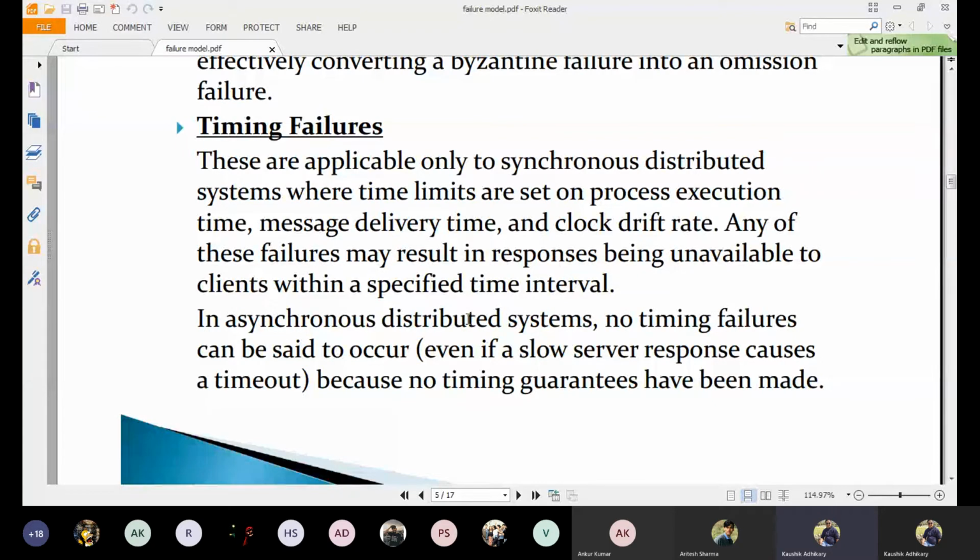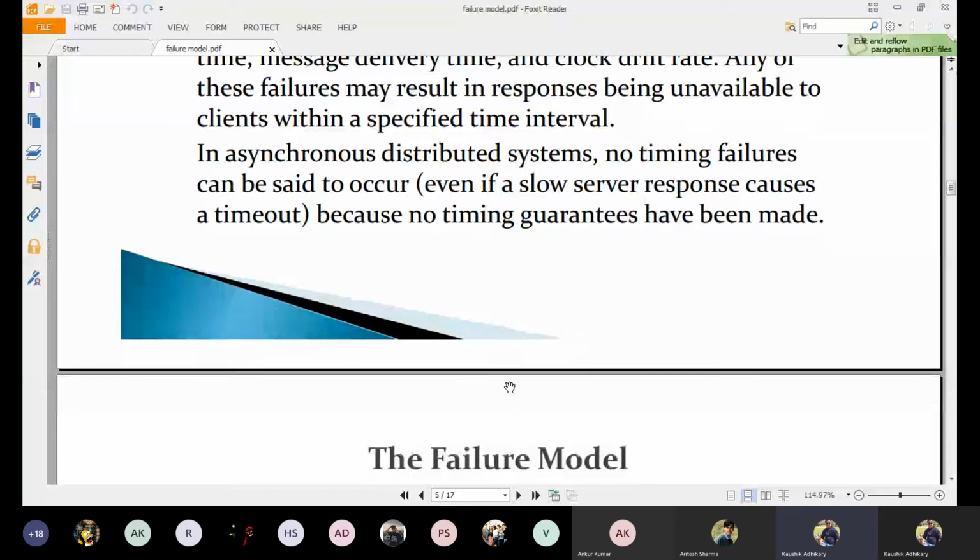In an asynchronous distributed system, no timing failure can be said to occur even if a slow server response causes a timeout, because no timing guarantees have been made. In an asynchronous distributed system, we do not have any fixed timing guarantee. Just as I discussed, in an asynchronous system there is no time limit.